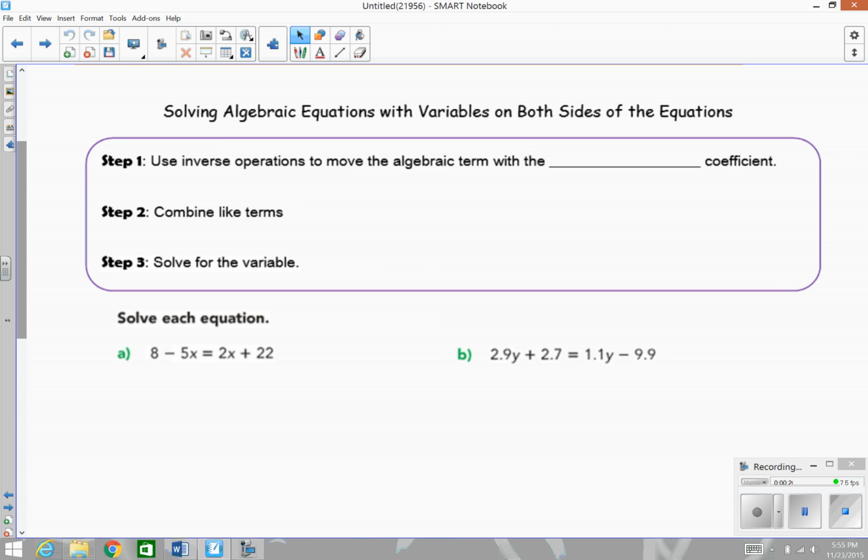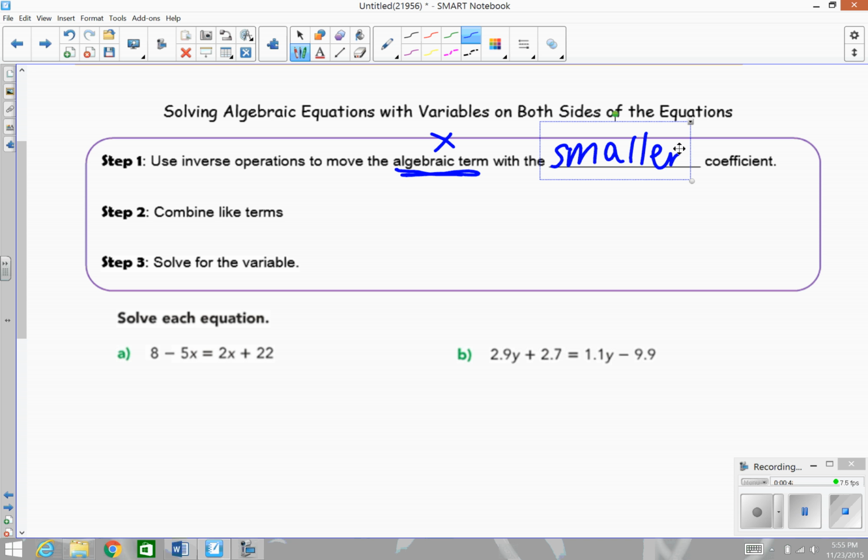So the key, at least in my mind, is that we want to use inverse operations to move the algebraic term. Okay, remember algebraic term is the one with the letter, the variable. So typically it's an x, but it could be anything: x, y, a, b, etc. And we want to move the one that has the smaller coefficient. Remember, coefficient is the number in front of the letter. So you want to find the letters and then find the smallest one.